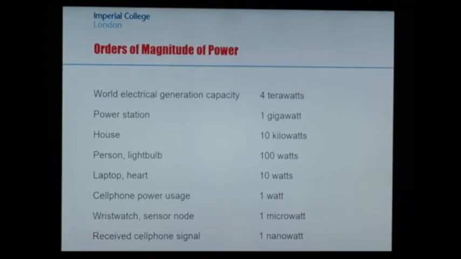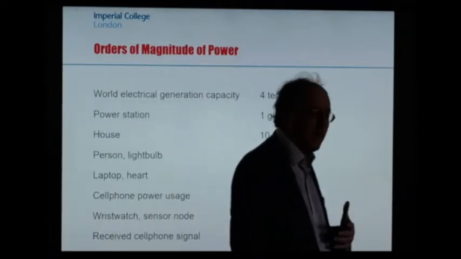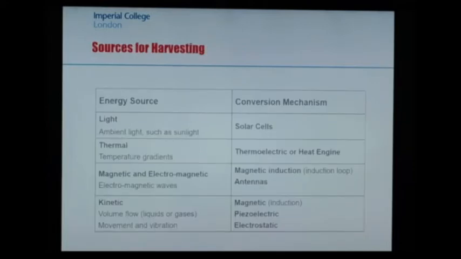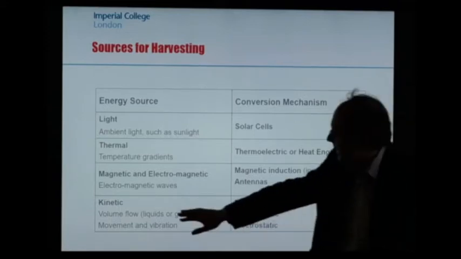But of course, what we're interested in doing here is to make things that are much more integrated, much smaller. There are a whole bunch of different potential sources for energy harvesting. Of course, what we're particularly interested in this project are the kinetic ones.